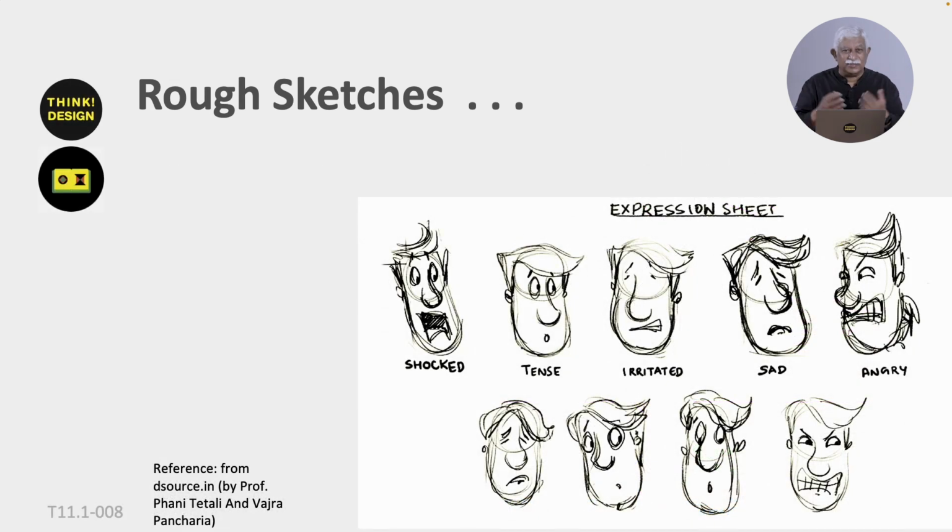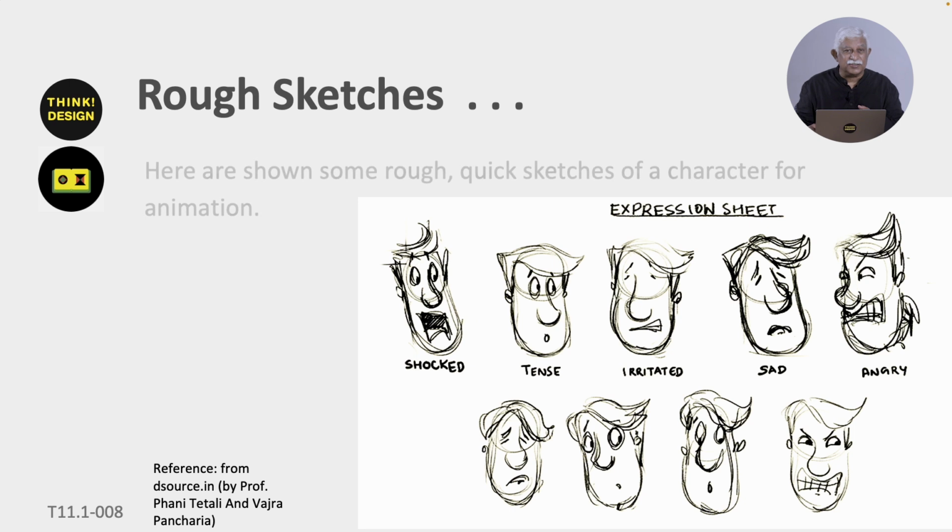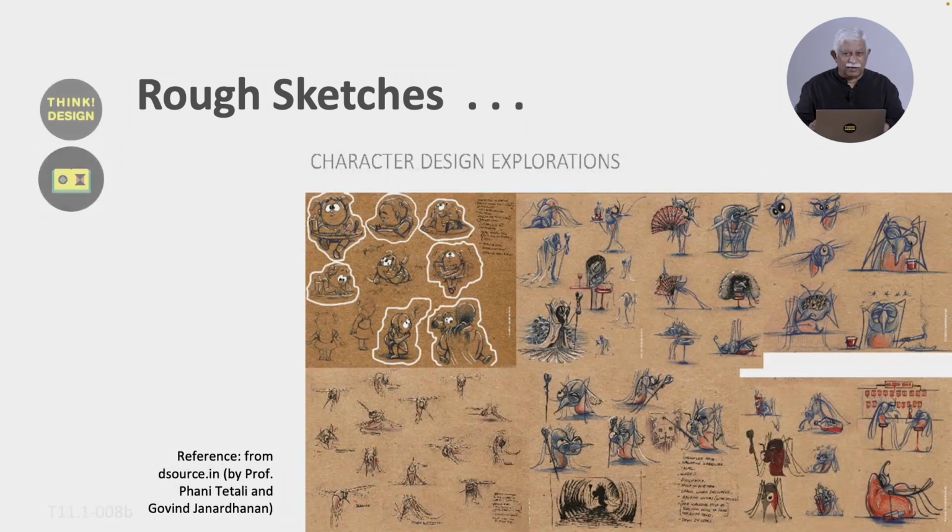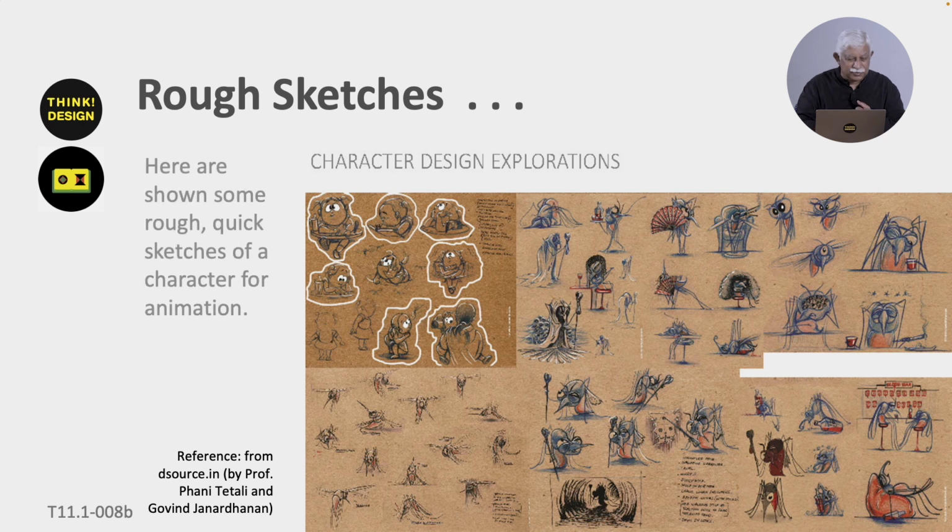You can see here, these are rough sketches for doing a character for animation. You can see all kinds of expressions have been done, but they are very rough, just to get the gist of it. A little more detailed here. So this is again for animation.